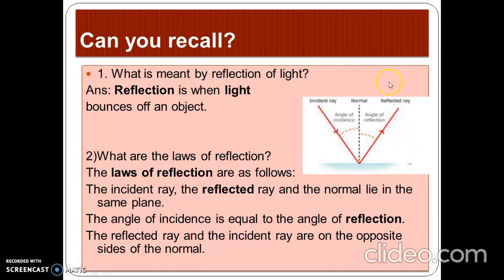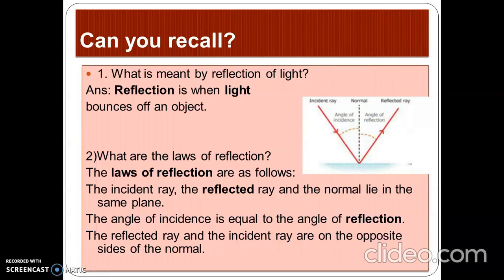This we have already studied in 8th standard, children, that we have an incident ray, a reflected ray, and a normal that lie in the same plane. The angle of incidence, which is denoted by I, is equal to the angle of reflection, which is denoted by R. And the incident ray and the reflected ray are on opposite sides of the normal. So if this is my normal, the incident ray and the reflected ray are on the opposite sides of the normal. So this we have studied about reflection.